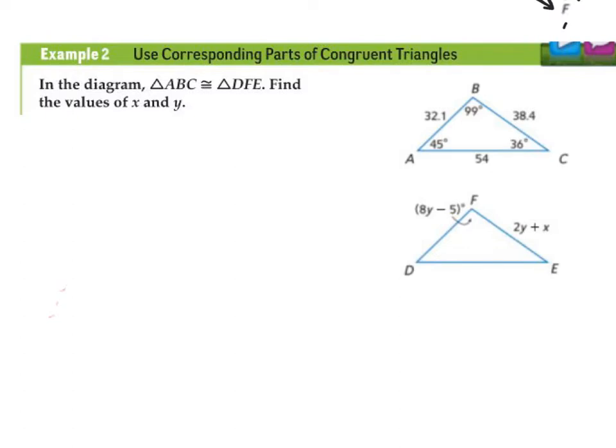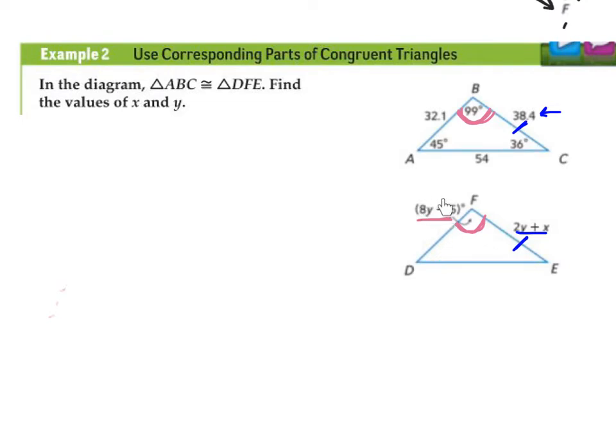So I have 8y minus 5 here, which is this angle. I know by my congruent statement, this pink angle is congruent to F and B are corresponding. So this angle, 8y minus 5, is going to be equal to 99. Additionally, I know that my side FE corresponds with side BC. So 2y plus x is going to equal 38.4. Now I just have to set up my equations. It's easier to solve for one variable at a time.